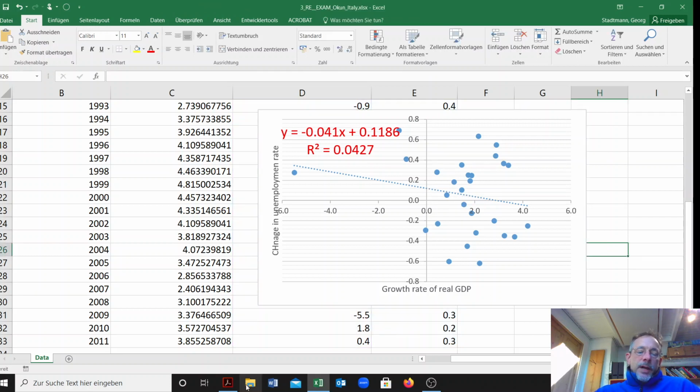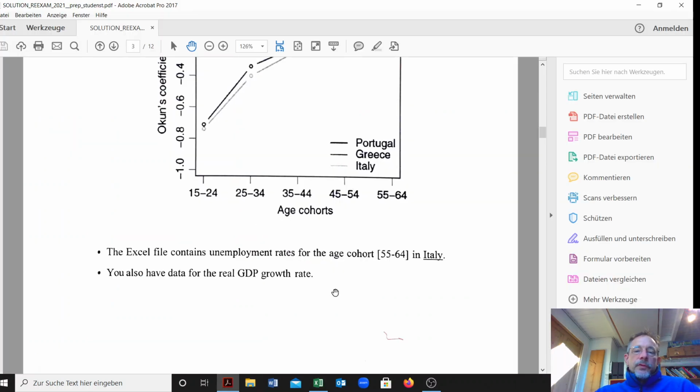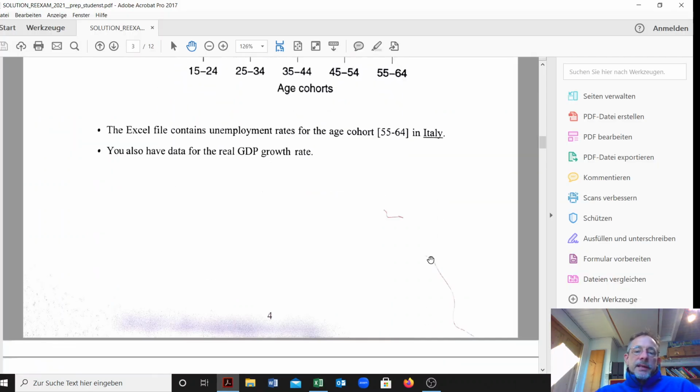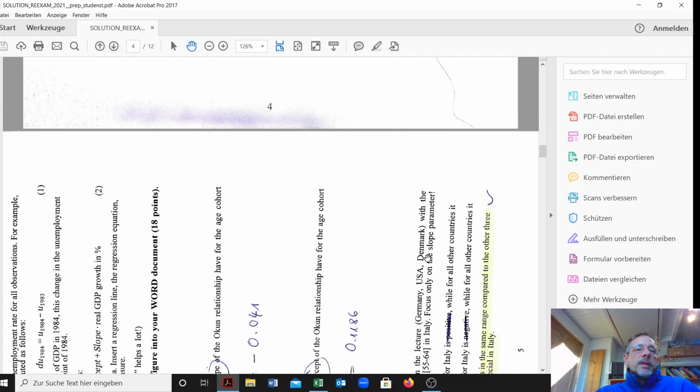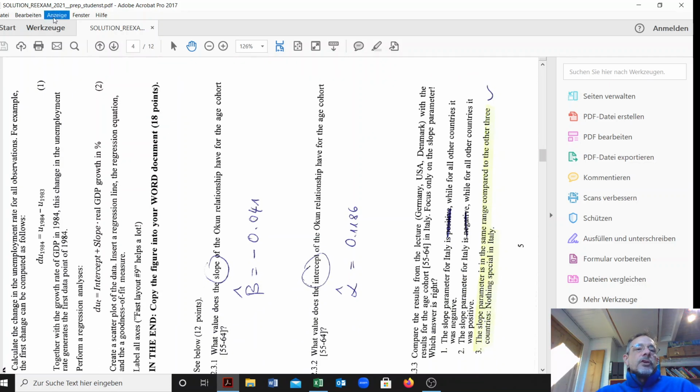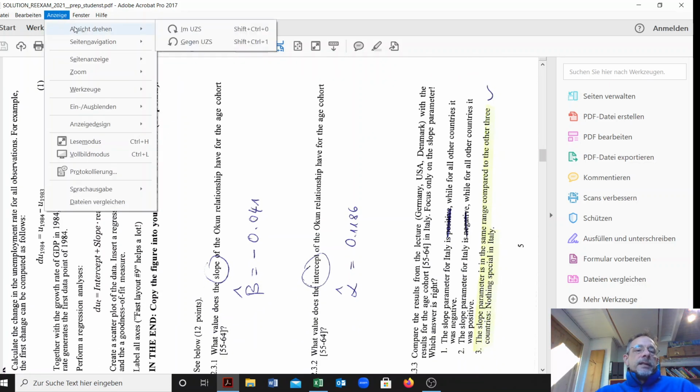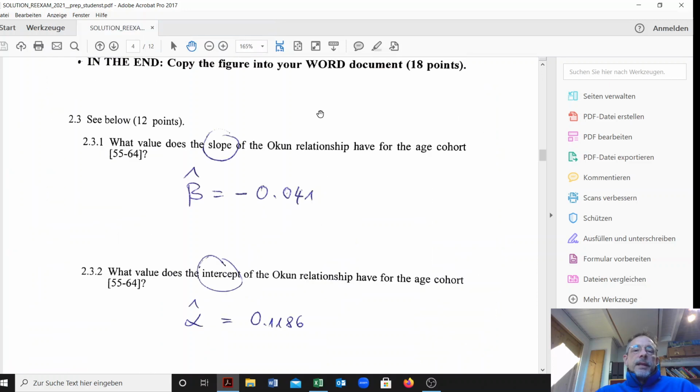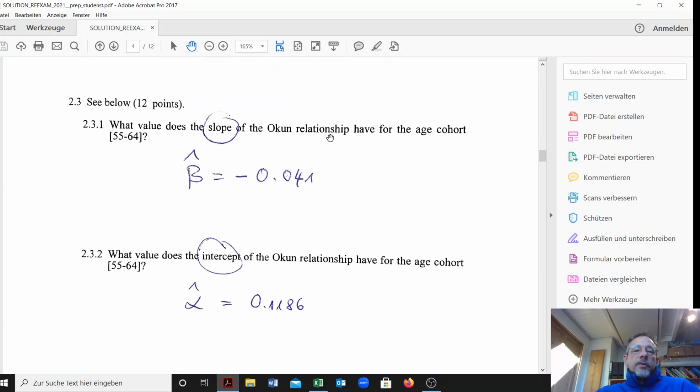Okay, let's switch back to the document. We are done with the regression. We are copy pasting the information to the Word document, and now we have to answer the following question. How large is the slope of the Okun relationship? It's a negative 0.04, and the intercept is positive, like positive 0.11.